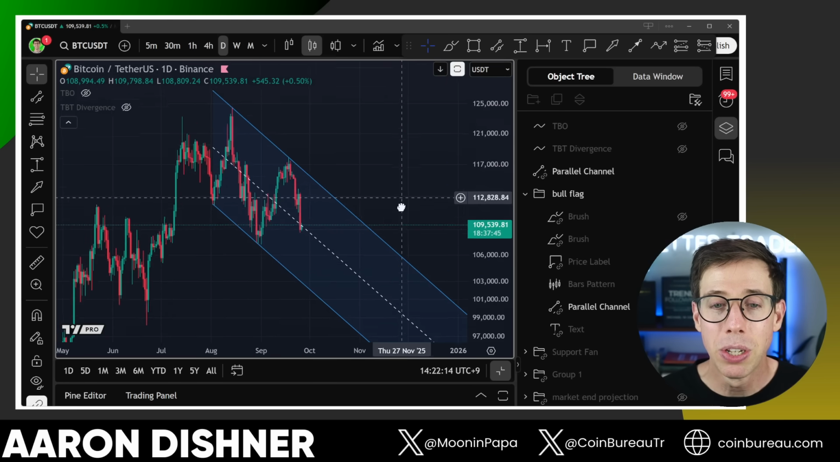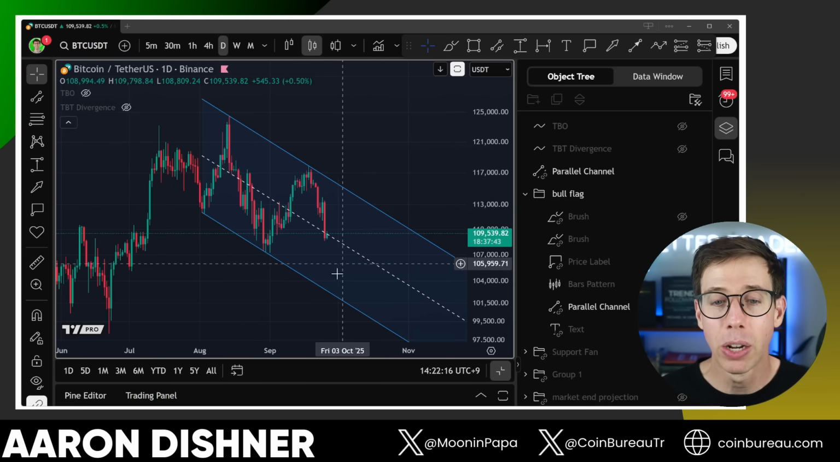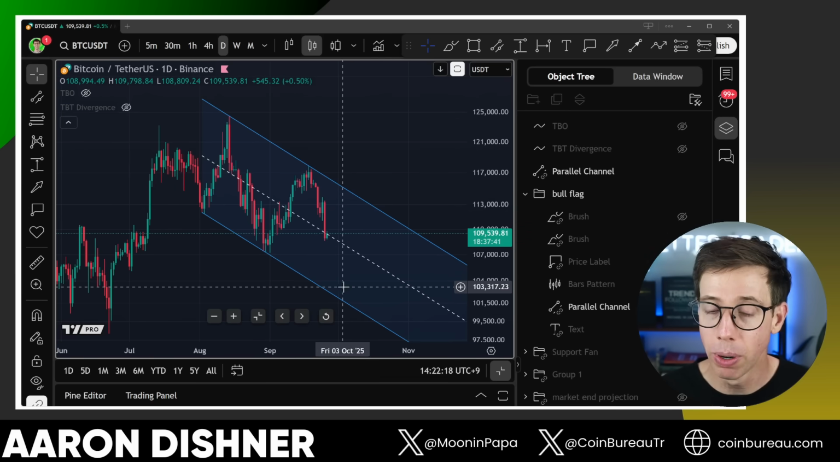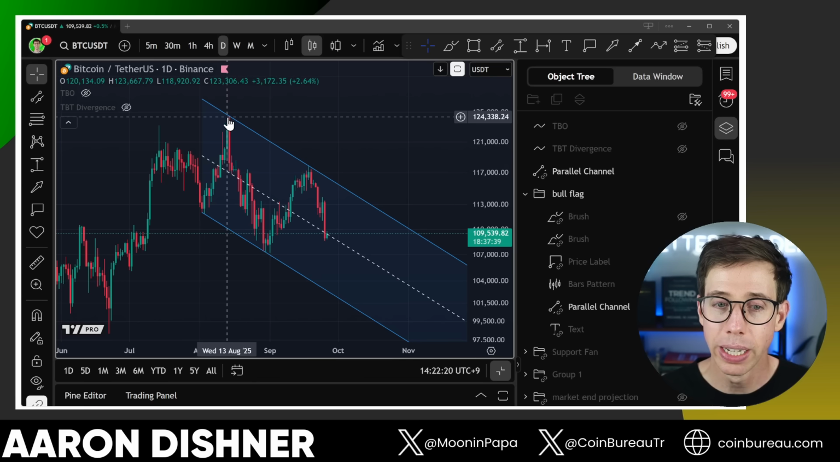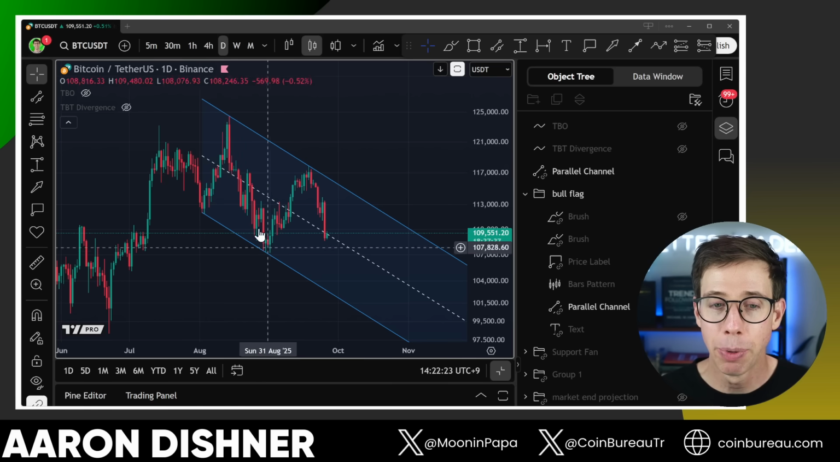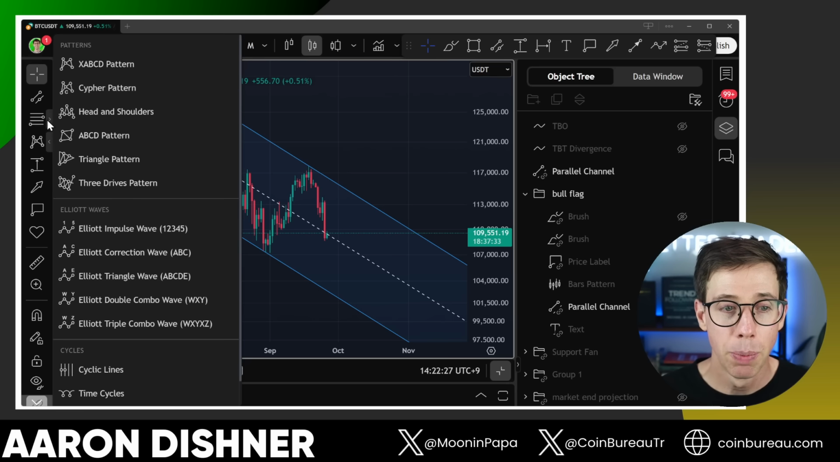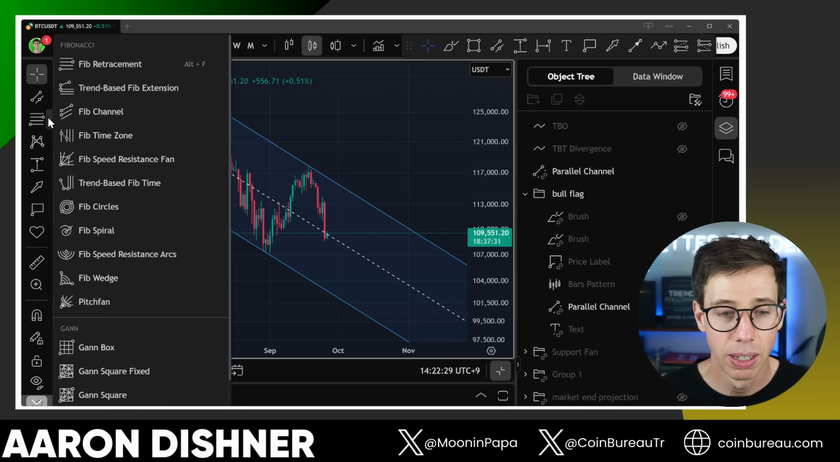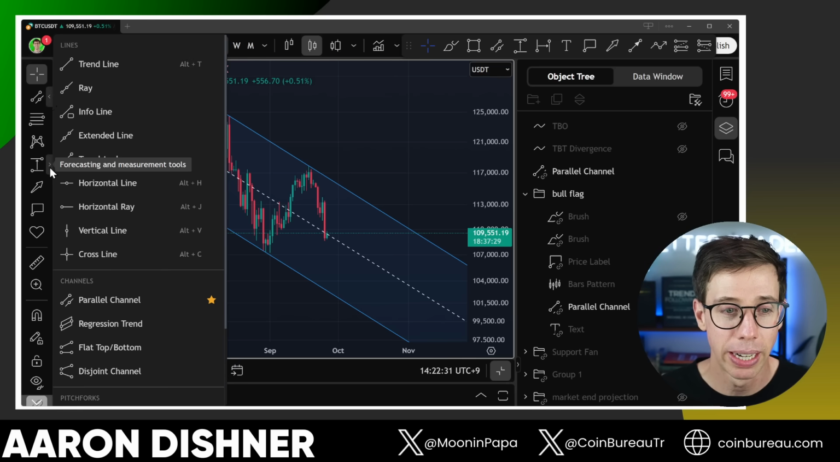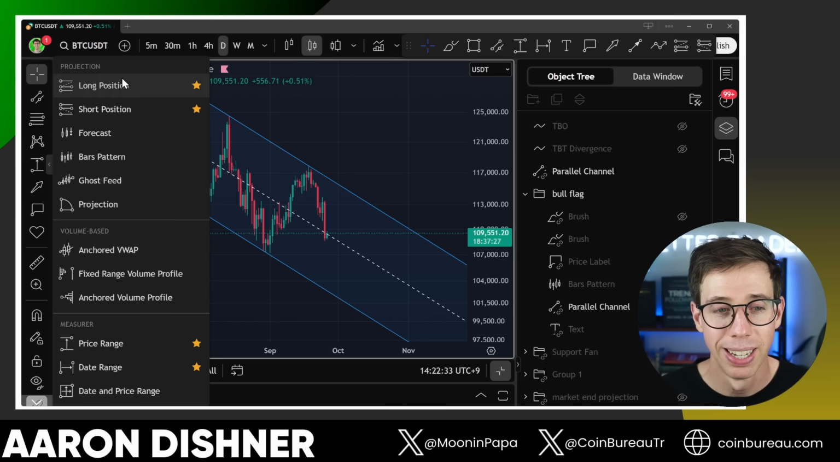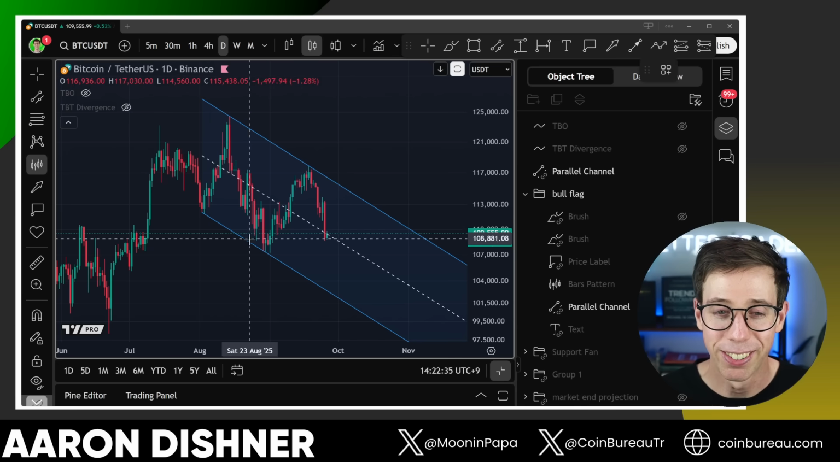So what I'm saying is that we don't necessarily have to see Bitcoin go all the way down here to support. But what if we did a literal repeat of what happened over here? Well, the one way we can do that is if we go to our patterns tool. Sorry, it's our, oh my gosh, come on, brain. Forecasting and measurement tools. We go to bars pattern. Good grief.